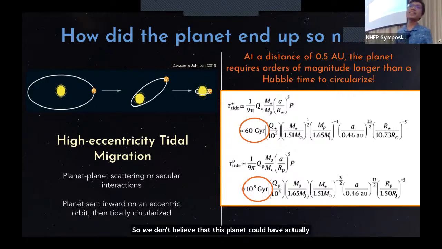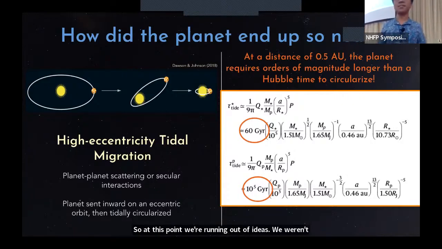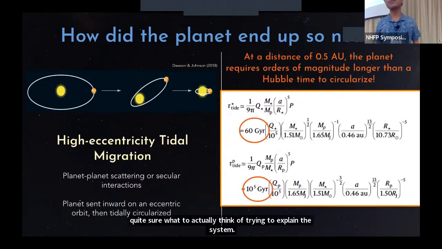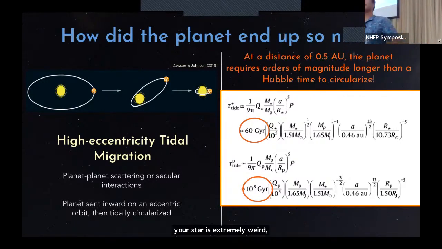So at this point, we're running out of ideas. We weren't quite sure what to think of trying to explain this system. But here's a tip for anyone doing stellar evolution. If your star is extremely weird, you should start asking, is it in a binary? Has it been a binary?